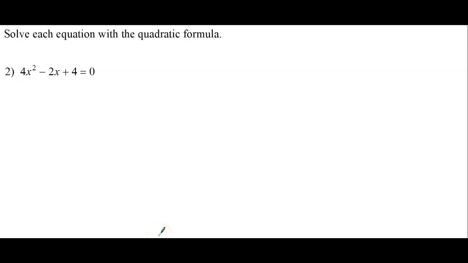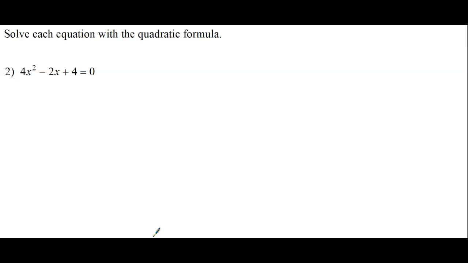Alright guys, welcome to our Unit 4 Quiz 1 Study Guide help video. So I'll be doing the even ones, those are the required ones, and I've once again provided odd problems in case you want a little extra practice. So here we go. Solve each equation with the quadratic formula.